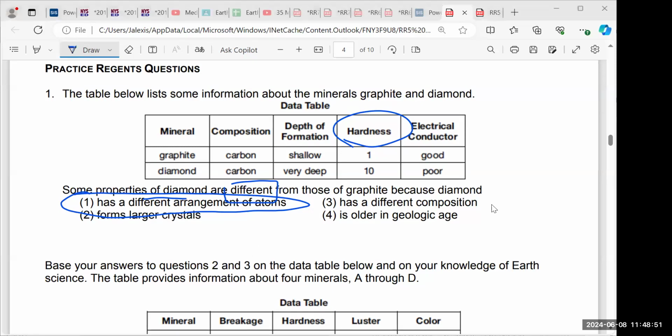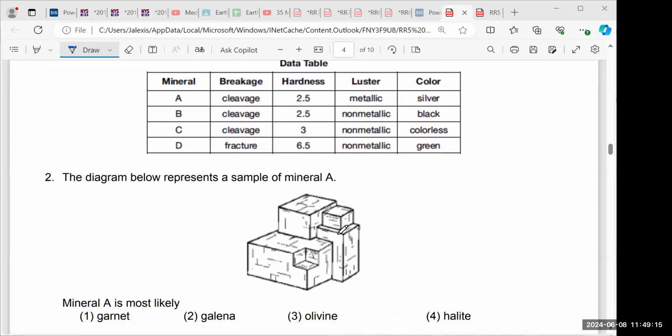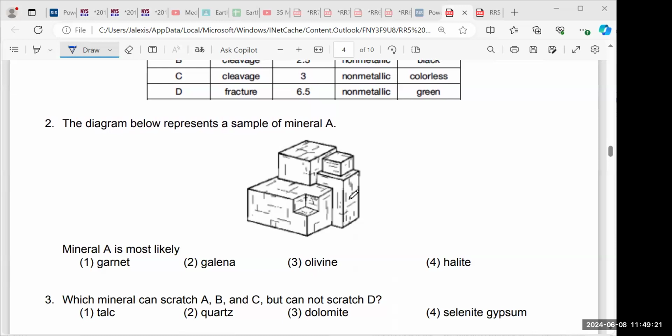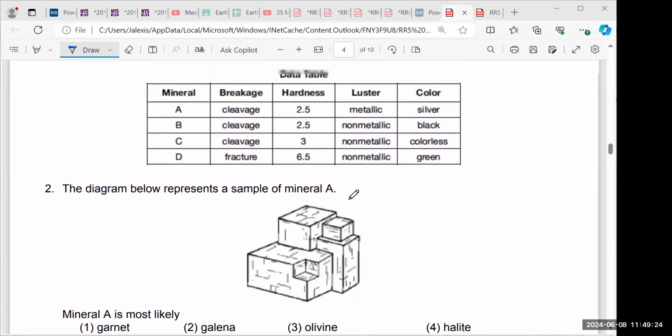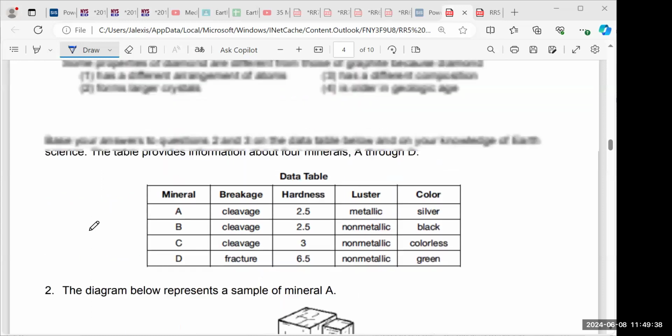Let's see. Number two says, base your answers to questions 2 and 3 on the data table and on your knowledge of earth science. The table provides information about 4 minerals, A through D. The diagram below represents a sample of mineral A. Mineral A is most likely what? Right? Well, what page are we going to look at for number two? Page 16. We're looking at page 16. All right. So page 16.